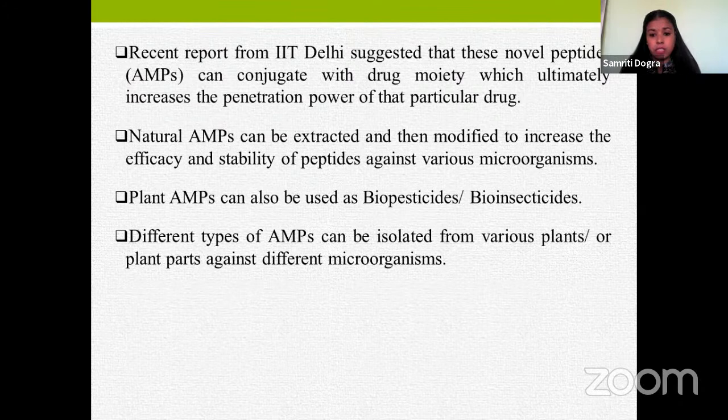Different types of AMPs can be isolated from various plants, and even within a plant, from different parts, we can extract different peptides against different microorganisms.